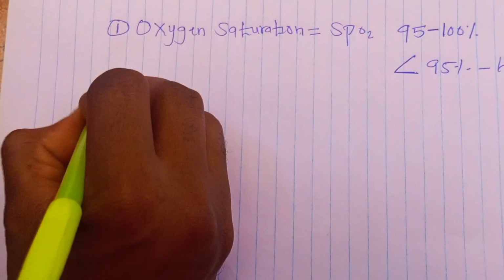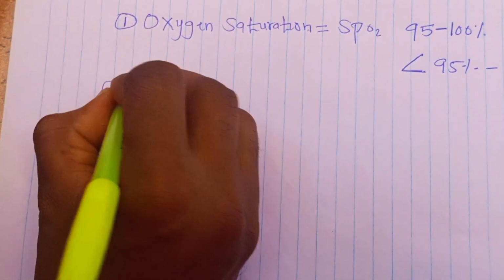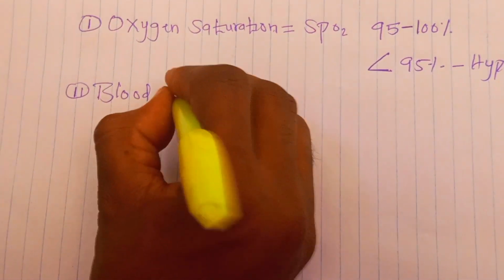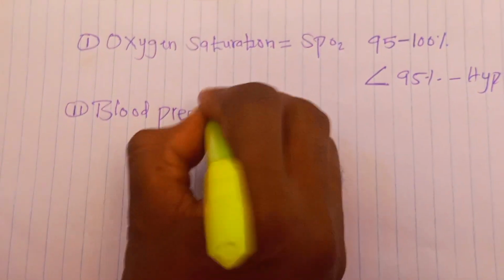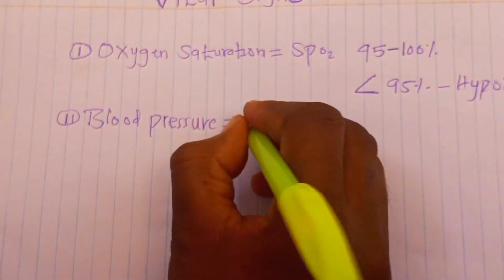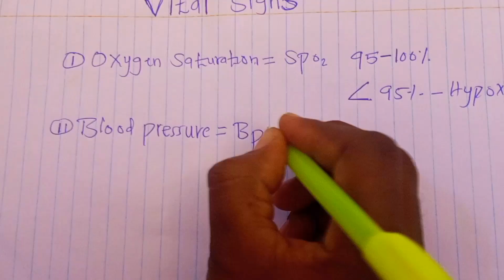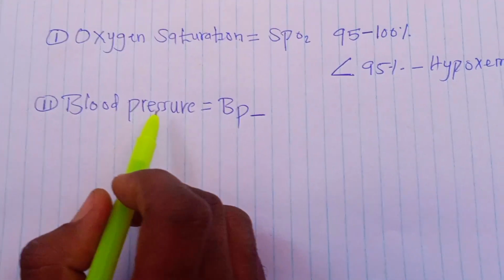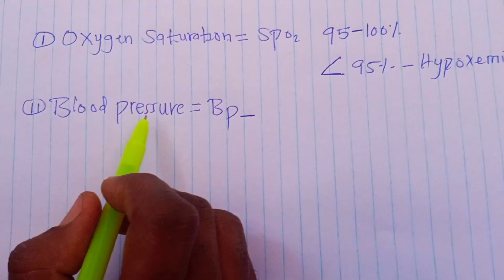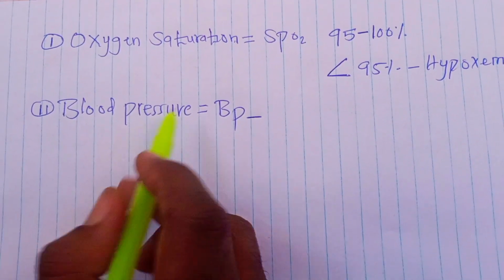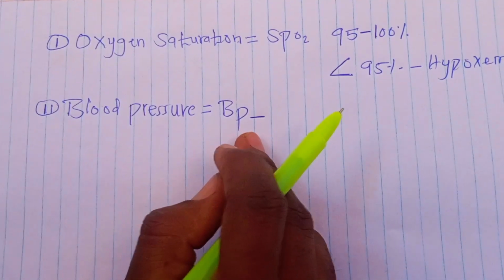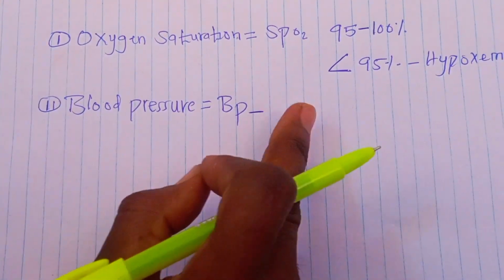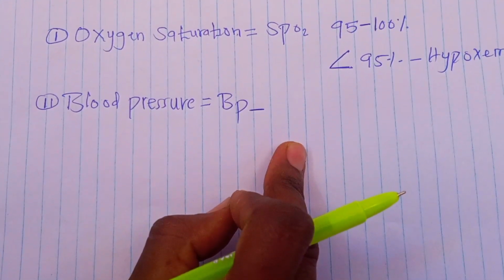Okay, the second one we have is blood pressure, which is shortened as BP. Blood pressure is the force of blood against the walls of the arteries. Two numbers are recorded when taking blood pressure. The upper one is systolic and the lower one is diastolic.